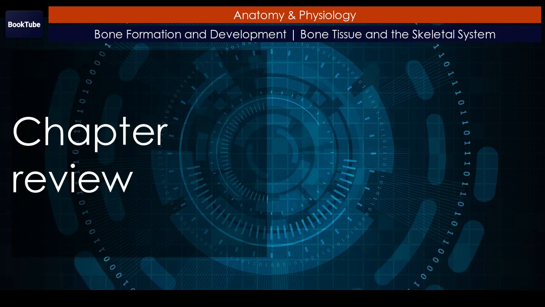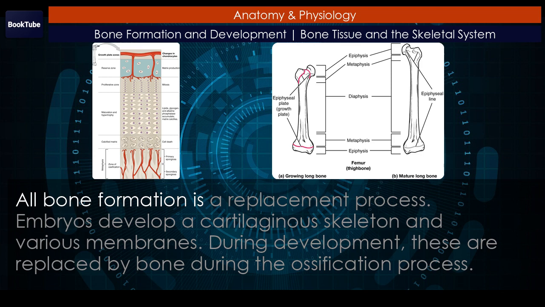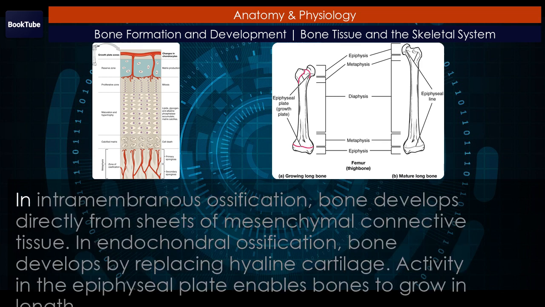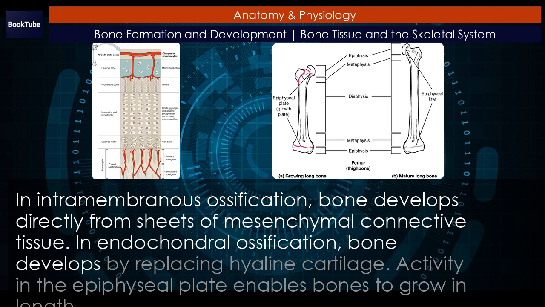Chapter review. All bone formation is a replacement process. Embryos develop a cartilaginous skeleton and various membranes. During development, these are replaced by bone during the ossification process. In intramembranous ossification, bone develops directly from sheets of mesenchymal connective tissue. In endochondral ossification, bone develops by replacing hyaline cartilage.